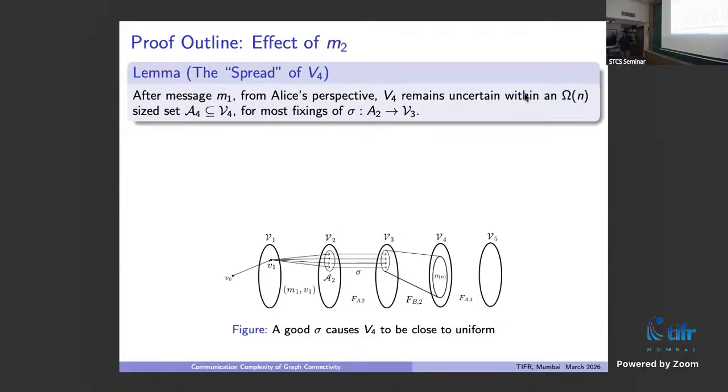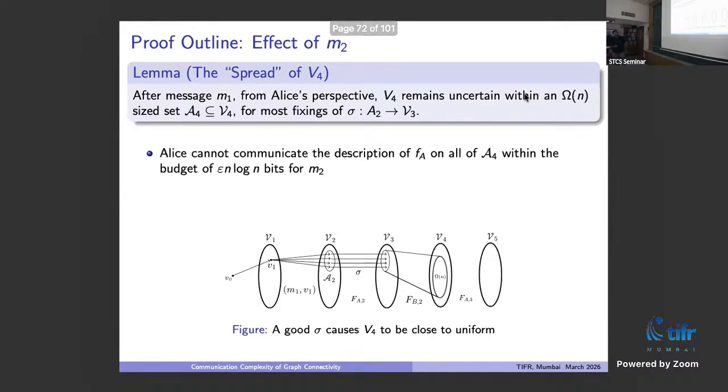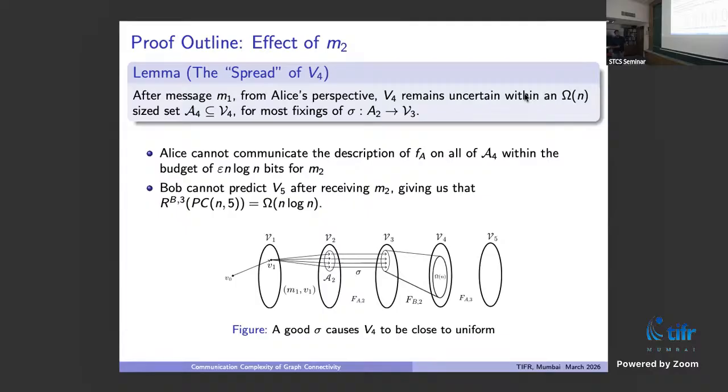It's like an indexing problem. As we said, if you've heard of the index problem, it reduces to something like the index problem. And this is what ensures that Alice cannot communicate, because after the first message she sees omega n possibilities for V4, she cannot effectively communicate V5. So showing this takes a bit of work, and let me maybe not go too much into the detail of this. I had a few slides, but it turns out I'm a bit short on time. So Bob cannot predict V5 after receiving M2, and that would mean that this is omega n.